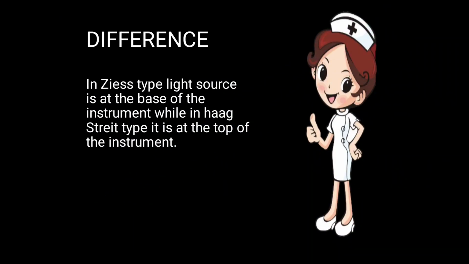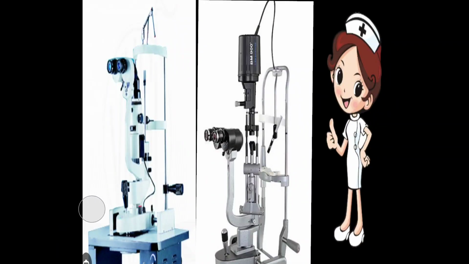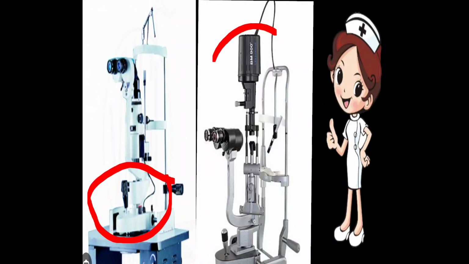Next one is the difference. In the Zeiss type the light source is at the base of the instrument, so this one is the Zeiss type where the illumination system is at the base, and here the illumination system is at the top. This one is the Haag-Streit and this one is the Zeiss model.